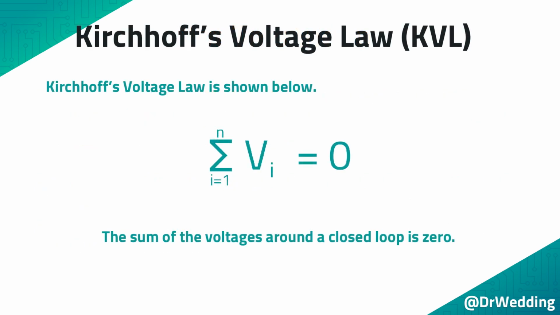Kirchhoff's voltage law is shown below. KVL states, the sum of the voltages around a closed loop is zero. Looking at this equation may be intimidating, but it is extremely easy to understand and use.